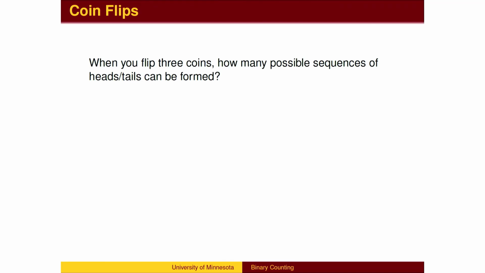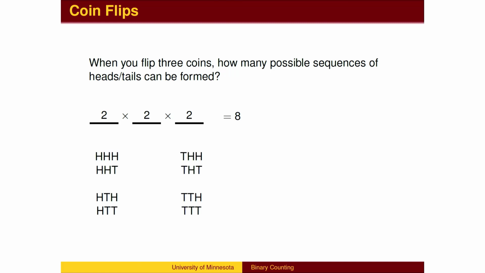How many sequences of heads and tails can be formed when flipping 3 coins? By the general counting principle, there are 2 choices, heads or tails, for the first coin, 2 choices for the second coin flip, and 2 choices for the third coin flip. So there are 2 times 2 times 2 equals 8 total sequences.